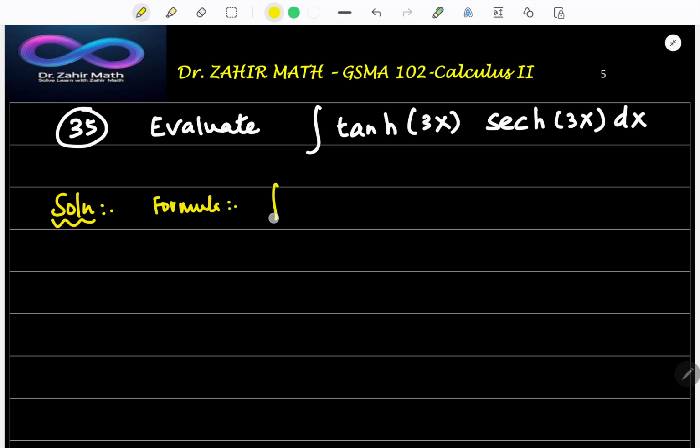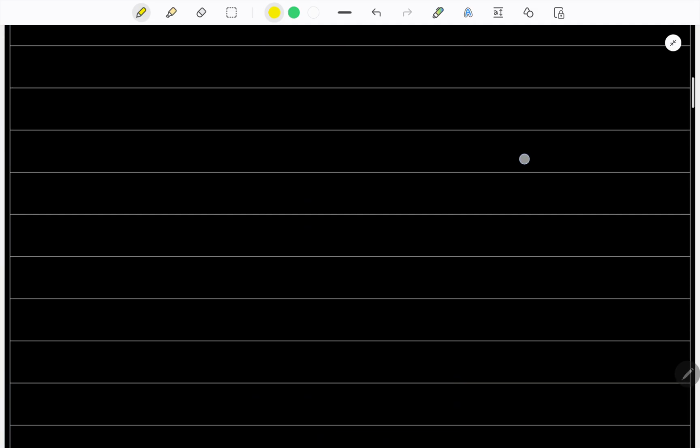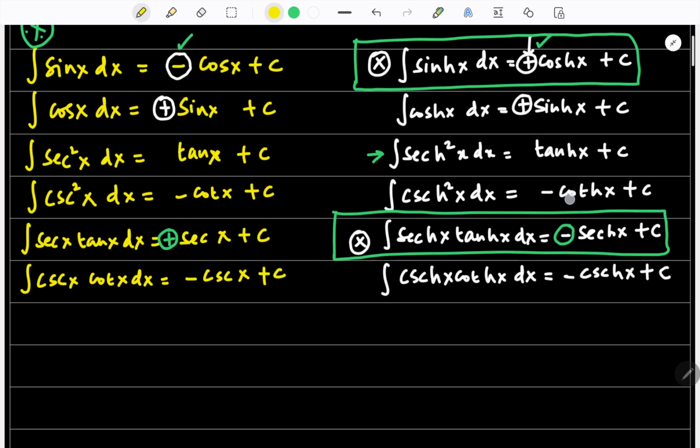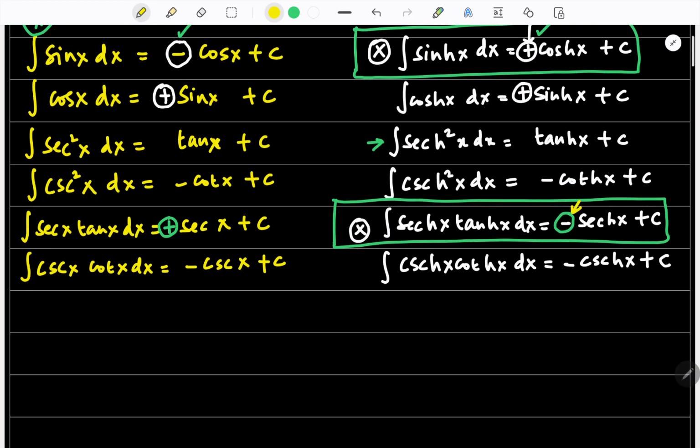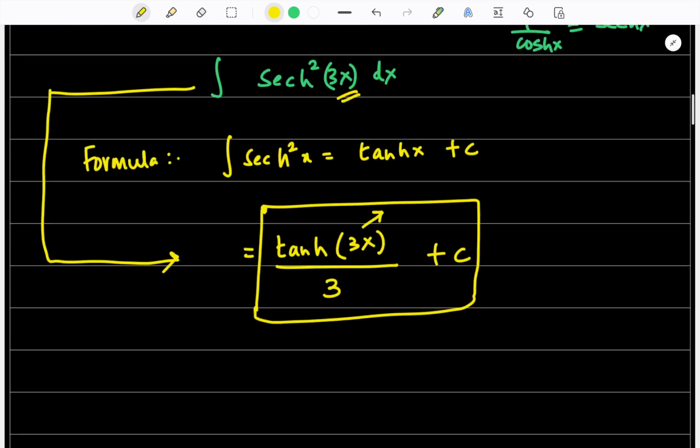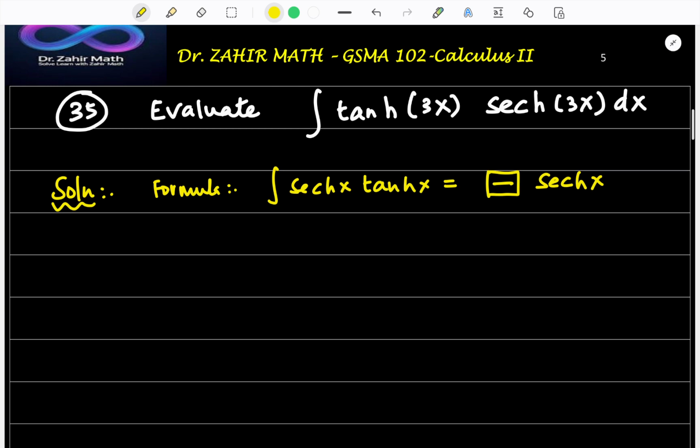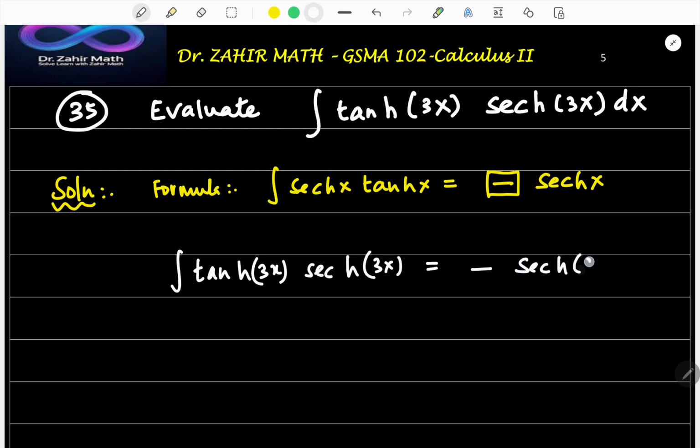What is the formula for integral secant hx tan hx, which is equal to what? Minus. I told you there is a minus. Secant hx. So let me show you the formula again. Just have a look on this. Yes. Look here, there is a minus. So integral secant hx tan hx is going to become what? Minus secant hx. Okay, right. So now what is the situation over here? The situation is here tan hyperbolic 3x and secant hyperbolic 3x, which is equal to minus secant hyperbolic 3x.